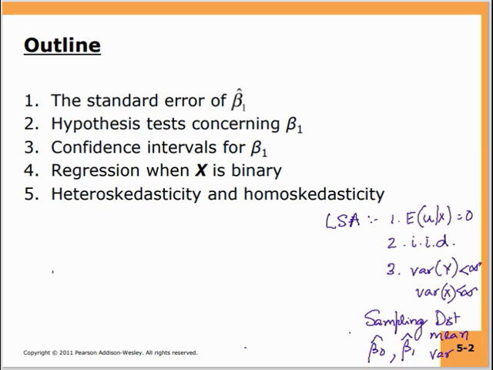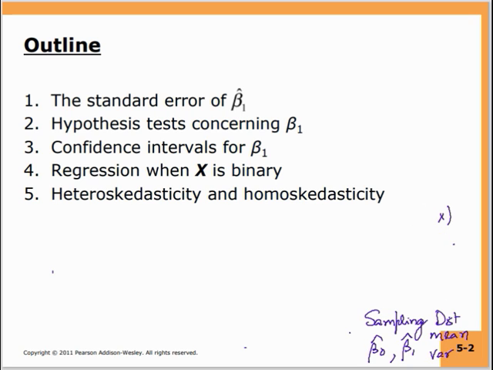Next, we will introduce the idea of what regression means when we have a binary independent variable. So, when it is not a continuous independent variable but a variable which takes only two values, then it's a binary independent variable. Then how do we do regression? And finally, we will introduce the idea of heteroskedasticity and homoskedasticity. This is the outline of the lectures that we will follow now.